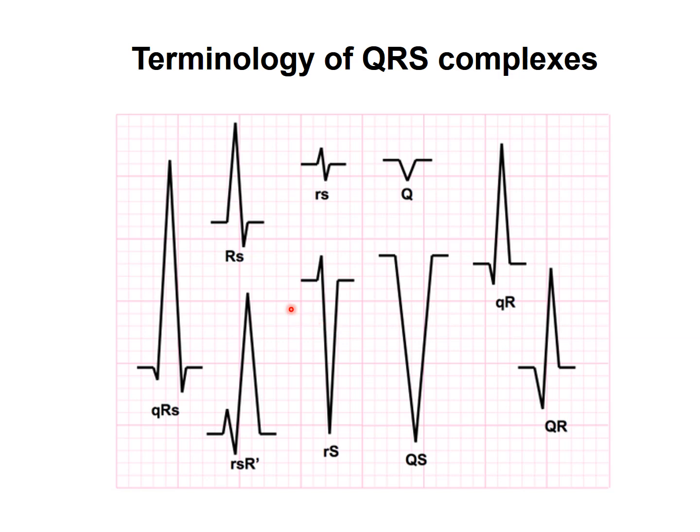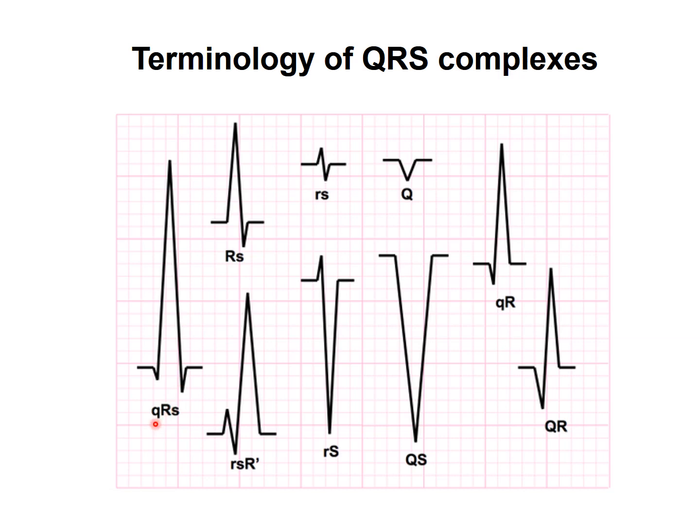Terminology. This is very important because when we want to describe the shape of the QRS complex, we are going to use letters. These letters are going to tell immediately how the ventricle activation looks, what kind of complexes we are going to record. As you see here, this is a QRS. Small letters, so small cap, represent a smaller deflection. A capital represents a bigger deflection.